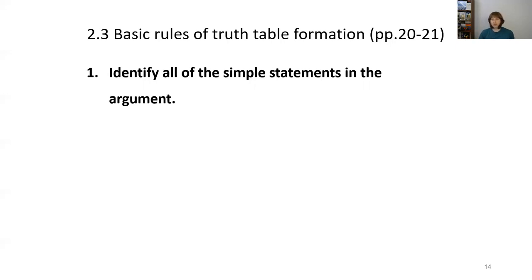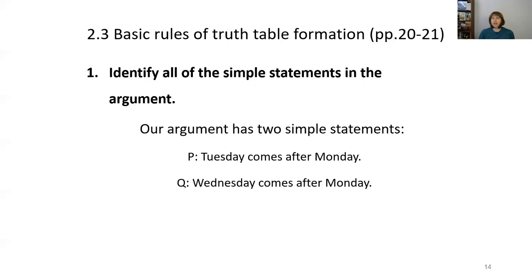So the first step in creating a truth table is just to identify all the simple statements in the argument, right? So this example argument we're using has 2 simple statements. Tuesday comes after Monday is one. Wednesday comes after Monday is the other. We can represent those just with the letters P and Q. So we've done that. We've identified all the simple statements. There are 2. That's it.